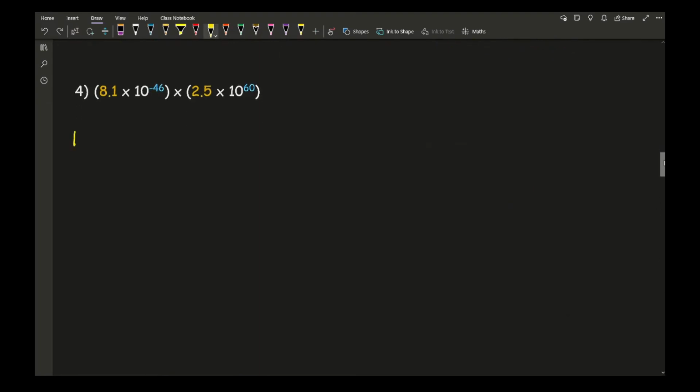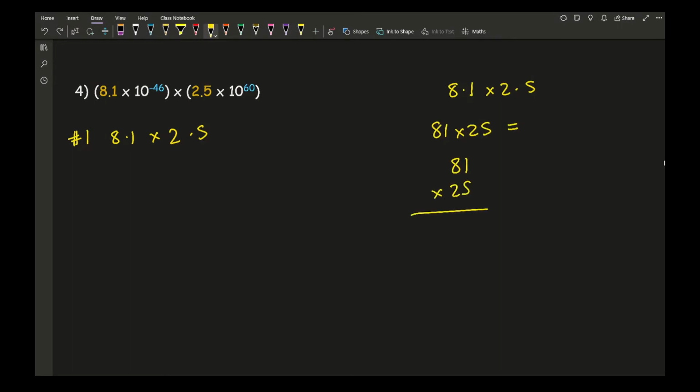So again, with this, I'm going to do 8.1 times 2.5. Now, if I'm not too sure about how to do this, or a question was challenging me to do this, then all I've got to do is just remember how I multiply with decimals. I've got to do 81 times 25. And again, let's just do this way.